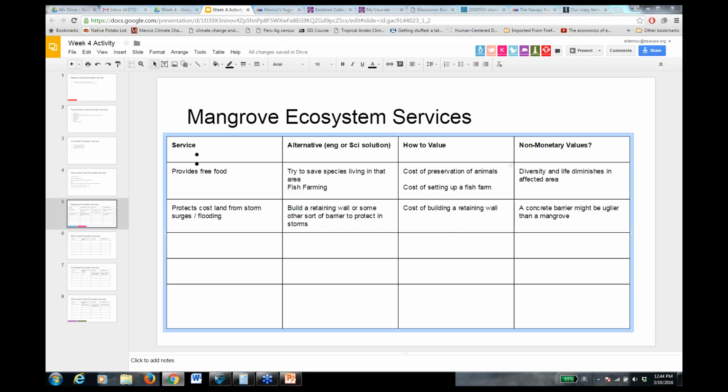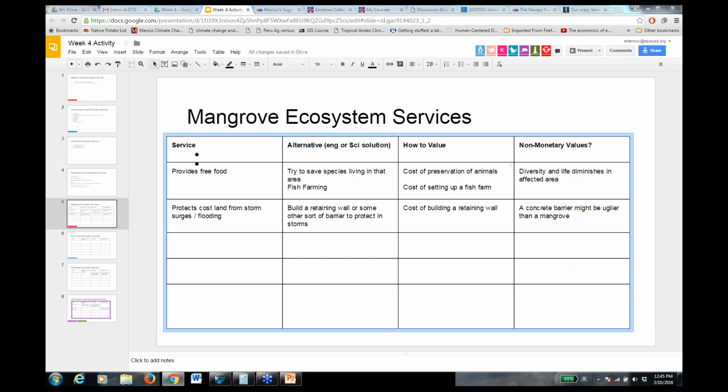Non-monetary values are something like diversity. So you're losing diversity, and again, this is what we were talking about. Animals and diversity have value just for the sake of diversity and having those animal species themselves, which you can't really put a monetary value on. Quality of life could also potentially be diminished in the affected area if fishing in mangroves was your former way of life and now that's no longer a possibility. You might find that the quality of your life is diminished if you have to change to being a fish farmer or to looking elsewhere for your food source.